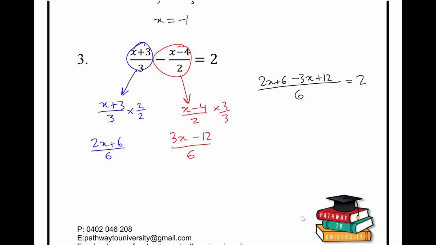The 6 on the bottom, we can just move that to the other side, so that is 2 times 6, we get 12. And we'll also simplify the numerator to get minus x plus 18 is equal to 12. Hence, minus x is equal to minus 6, and if we divide both sides by minus 1, we'll get x is equal to 6.